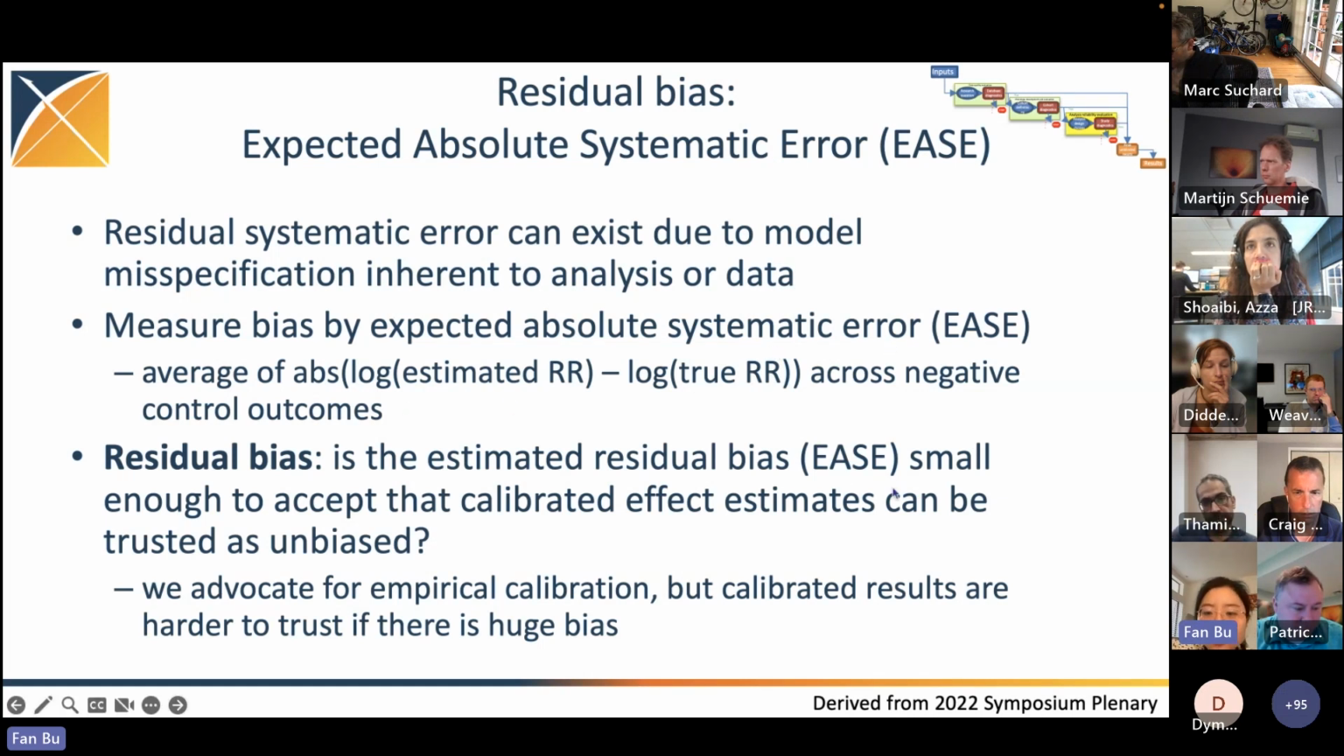And then we use the quantity to see if the amount of residual bias is small enough to accept that our calibrated effect estimates can be trusted as unbiased. So at Odyssey, we advocate for empirical calibration, or at least using negative controls to diagnose the amount of bias. But when the bias is too large, then we can't feel very confident or comfortable saying that our calibrated results are really that trustable, because when the bias is so huge, empirical calibration may not be able to fix all the problems.